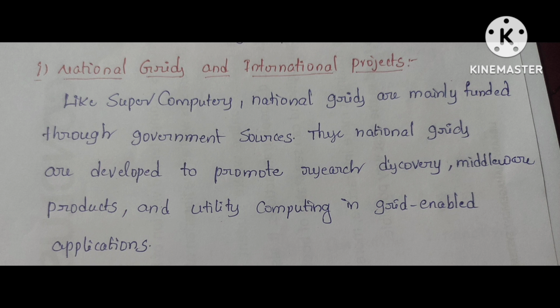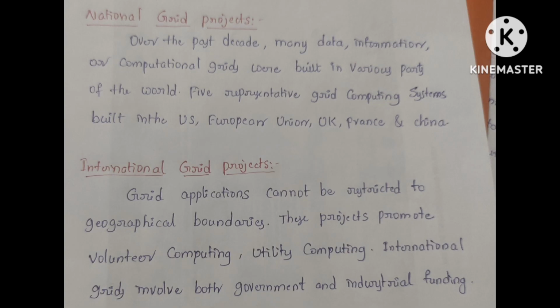Generally, supercomputers will be funded by the governments only because they have high configurations, right? In the same way, national grids are also mainly funded through government sources. These national grids are developed to promote research discovery, middleware products, and utility computing in grid enabled applications. Over the past decade, many data, information, or computational grids were built in various parts of the world. These national grids will be limited to the national geographical area.